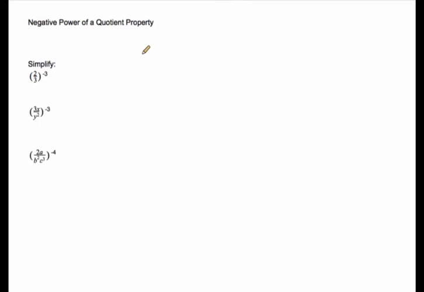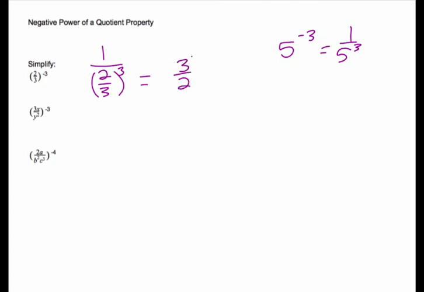This is negative power of a quotient. So this is really just combining a couple things that we talked about already. So remember, when I have a negative exponent, let's review. If I have 5 to the negative third power, that is equal to 1 over 5 cubed. Okay, so what is 2/3 to the negative third power? It's equal to 1 over 2/3 cubed. All right. If I divide by a fraction, that is the same as multiplying by the reciprocal. We talked about that earlier also. So this is going to be the same as 3 over 2 to the third power.